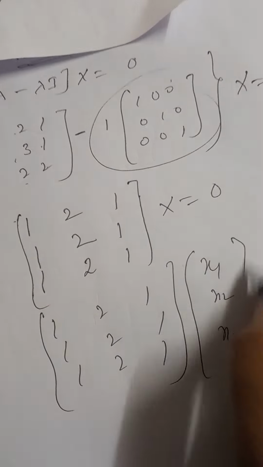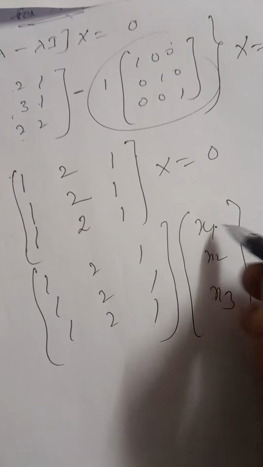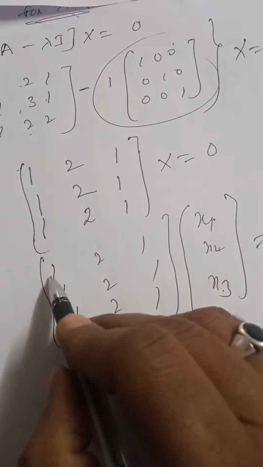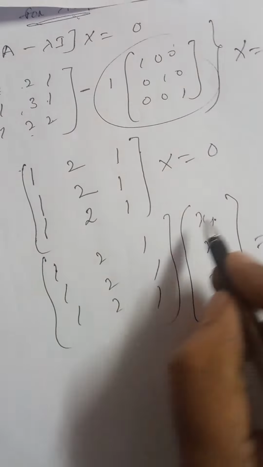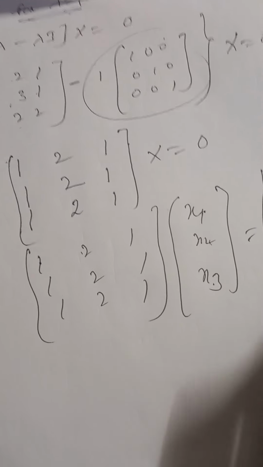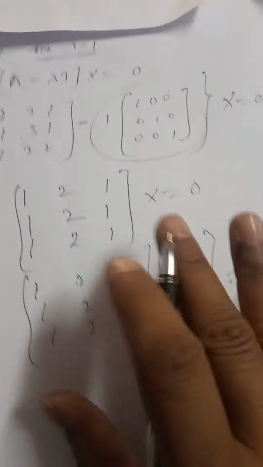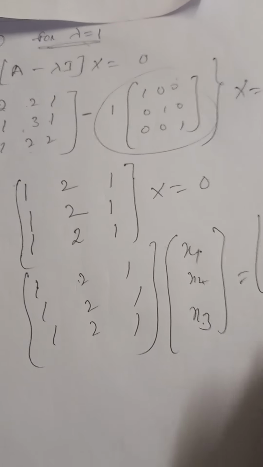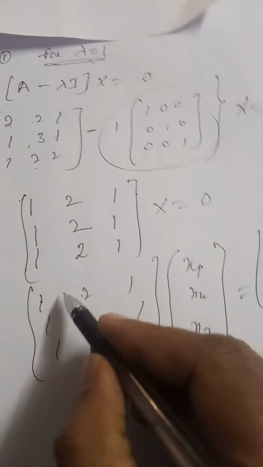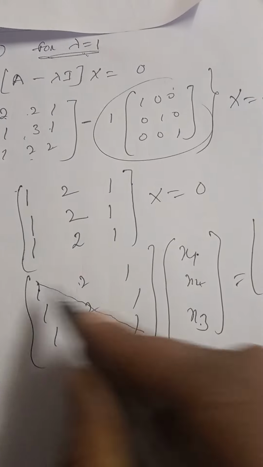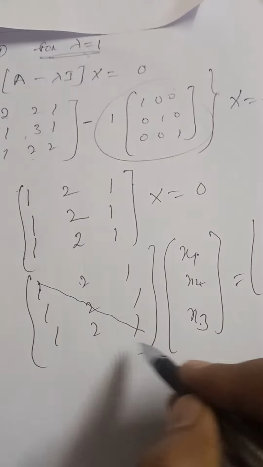This step is very, very important. Now we need to find x1, x2, x3. You have to multiply these two matrices, 1 into x1, 2 into x2, 1 into x3. Directly you can multiply and you will get 3 equations. Remember, for any problem you will get 3 equations. Now instead of solving those 3 equations, which is a headache, first of all simplify this matrix and reduce it into echelon form. That's it. Now it will be very easy.